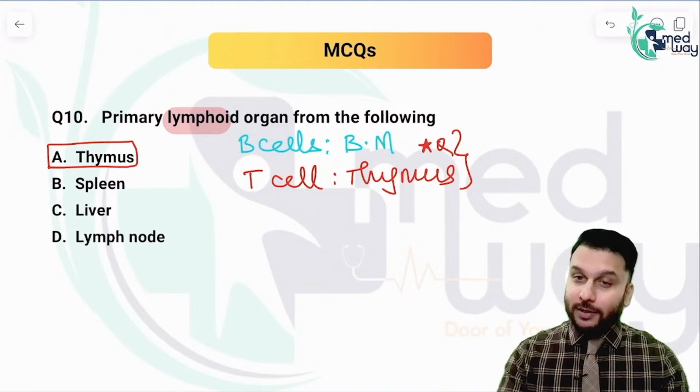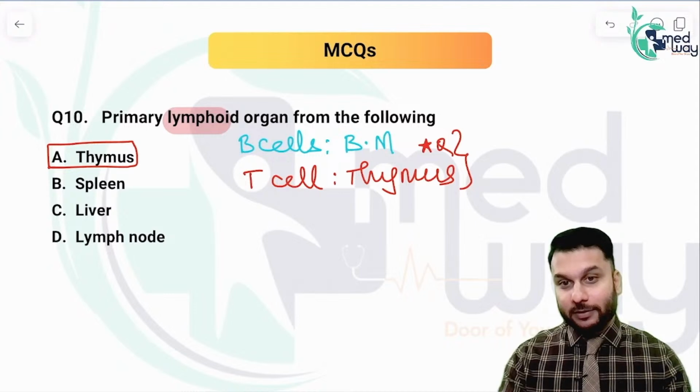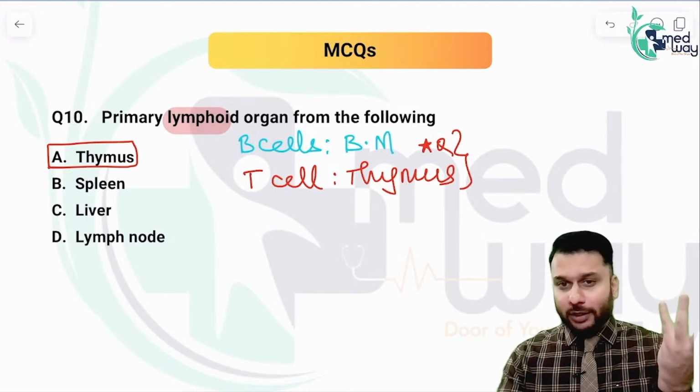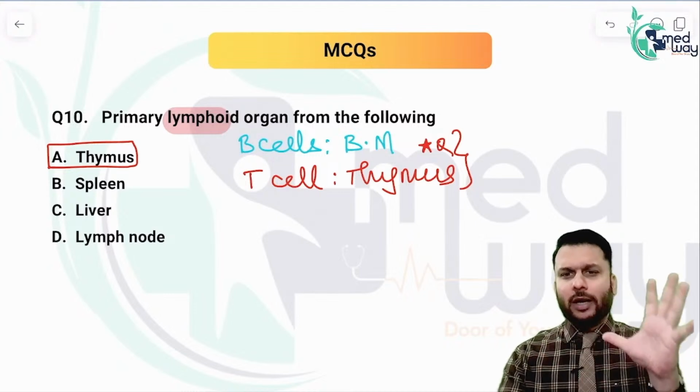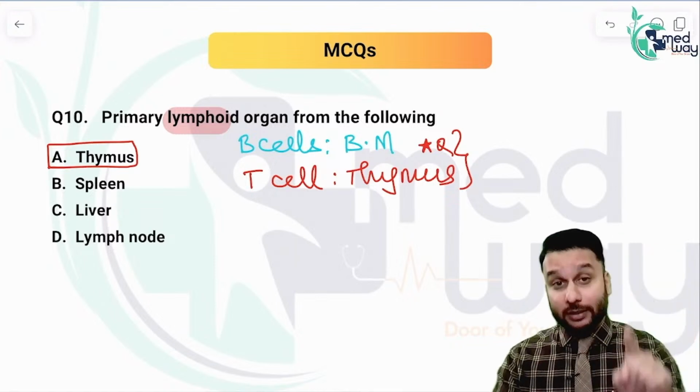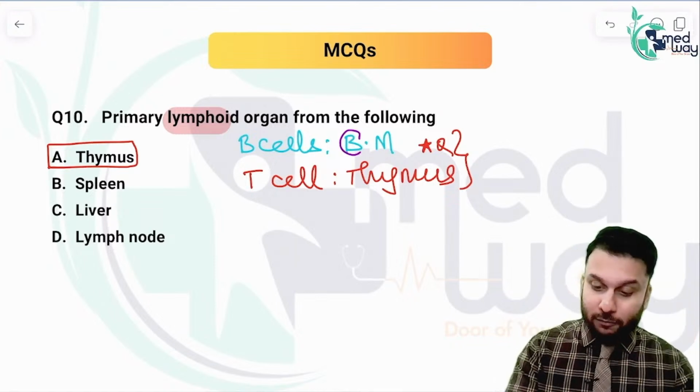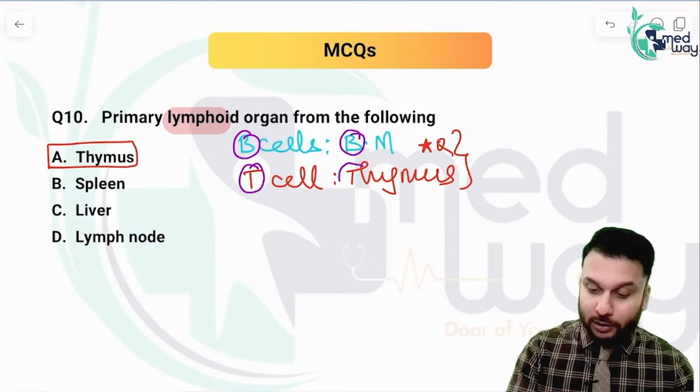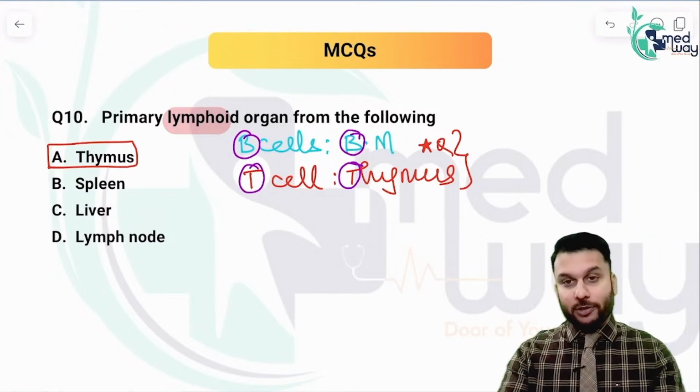Doctors, there are 26 letters in the English alphabet, but they could have chosen anything they wanted. But why so random? Like one is B, one is T. The answer is right here. B for bone marrow, T for thymus. Did you understand this logic?